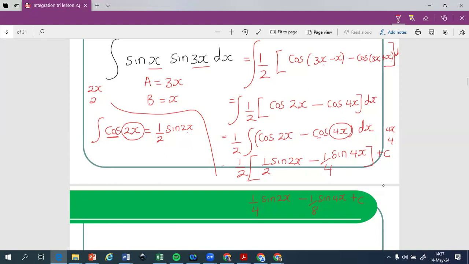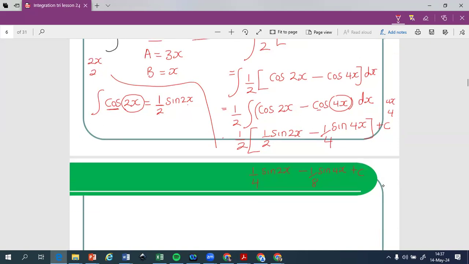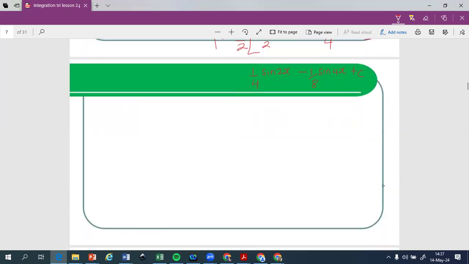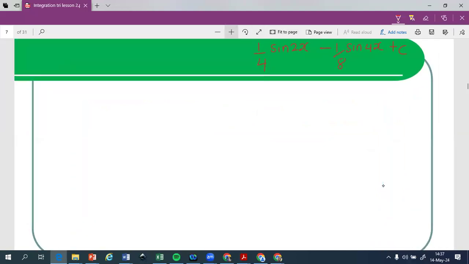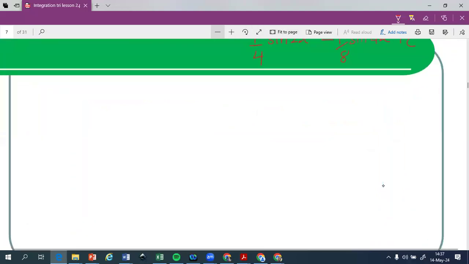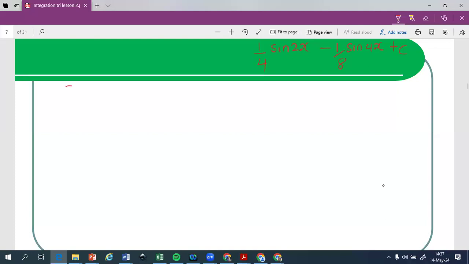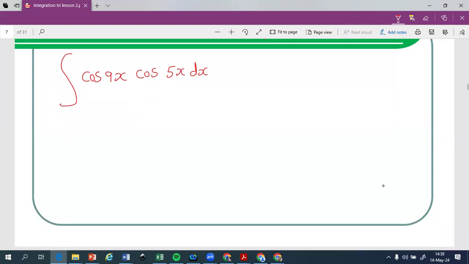Okay. So I think now we can go on and try another number. Let me make another number. We are integrating cos 9x cos of 5x dx. Yeah, that's what we are integrating.